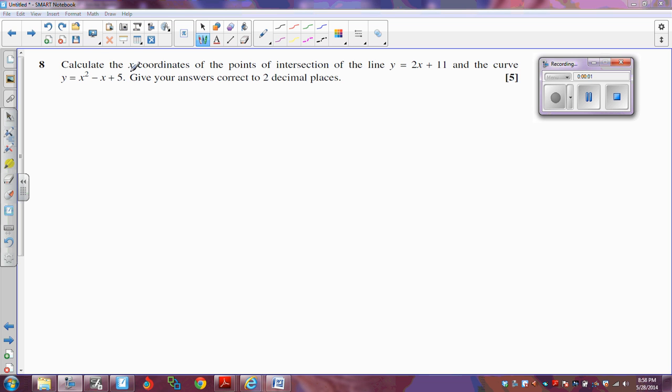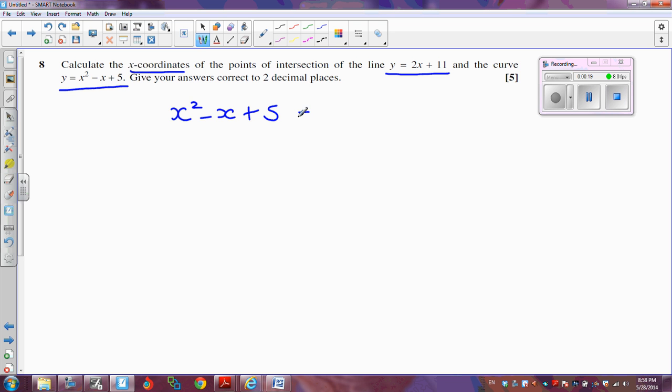Find the x-coordinates only of the points of intersection of this line with this curve. So we need to solve them simultaneously. And the easiest way to do that is to put the two right-hand sides equal to each other, because the left-hand sides must be equal at the same point. So I'm going to write that x squared minus x plus 5 is equal to 2x plus 11.